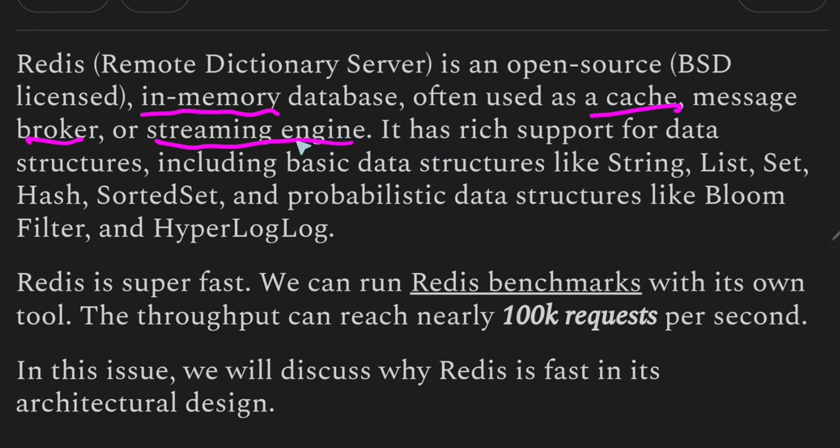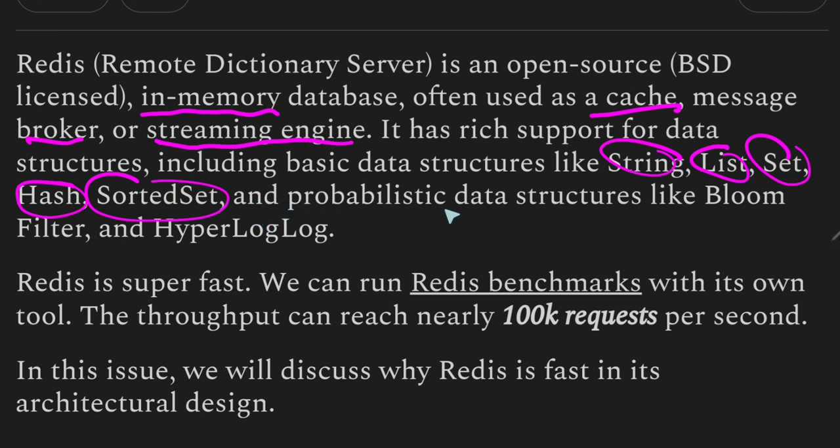It has rich support for data structures, including basic data structures like string, list, set, hash, sorted set. So not only is it going to store some key values, it has support for actual data structures that we usually see in programming languages. And I think this is also what makes it suitable for cache, because in cache we might want to store a list. So it's going to be friendly for storing our internal data structures there.